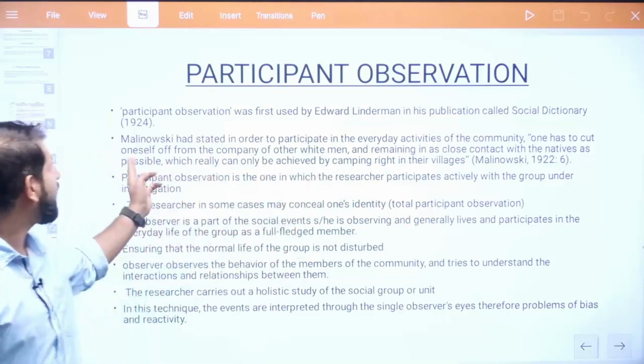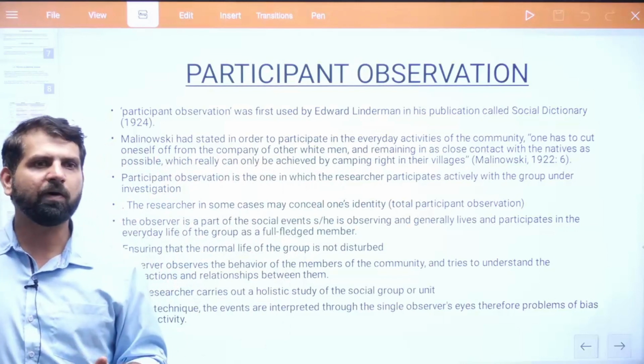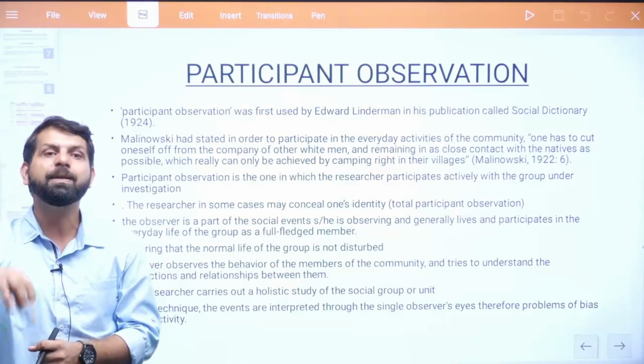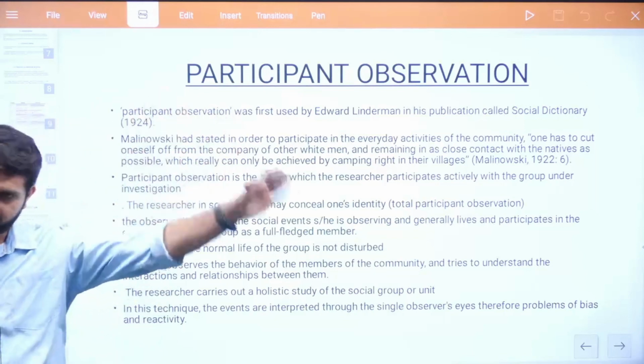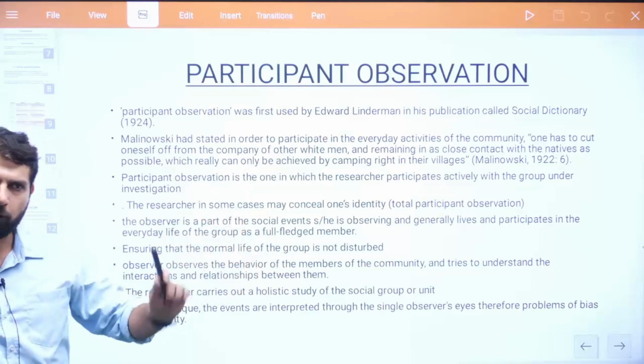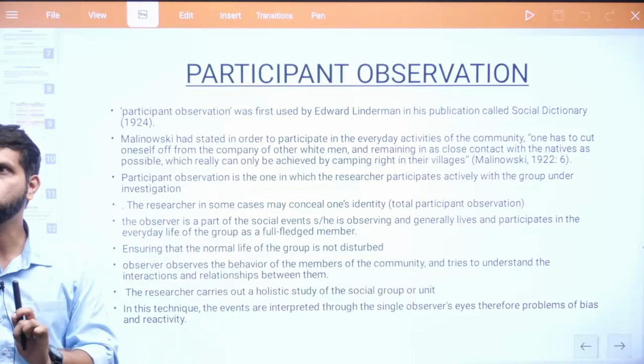That one has to cut oneself from the company of other white men. Point number one, that you have to cut yourself off from the place where you have been living. So you have to go to a different place to conduct fieldwork. Malinowski went to the Trobriand Islanders. Margaret Mead went to Samoa. All of those places, you know.